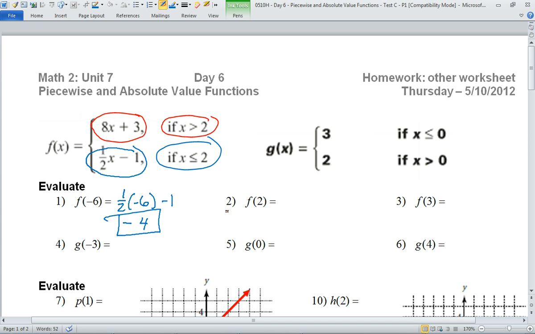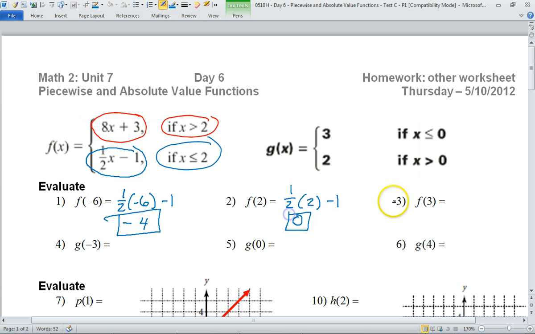Number 2. The red or blue? Blue. 2 is equal to. That's why I use the blue. Are you watching this? You were having trouble earlier, Yaveen. So, please, if I do something you don't understand, speak up. I'm using the blue, so that's going to be 1/2 times 2 minus 1. What's that going to be?